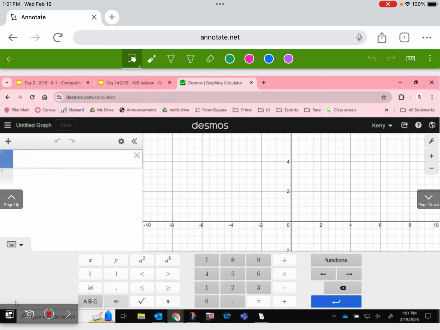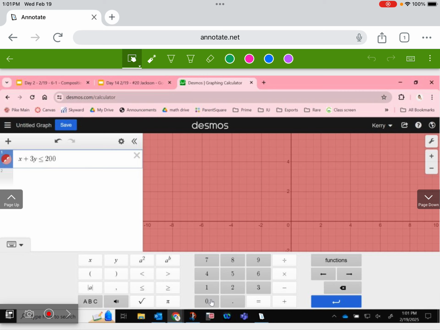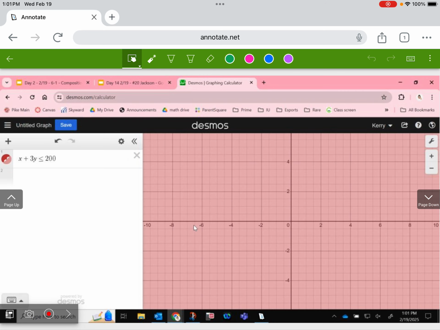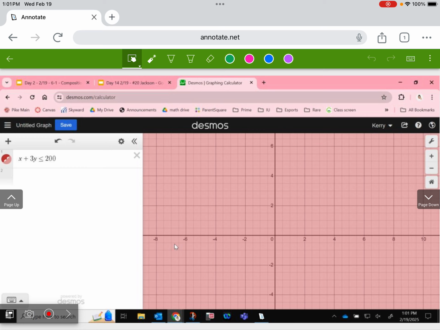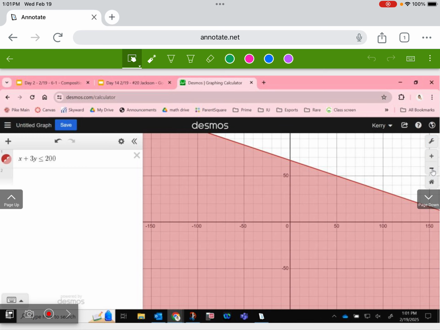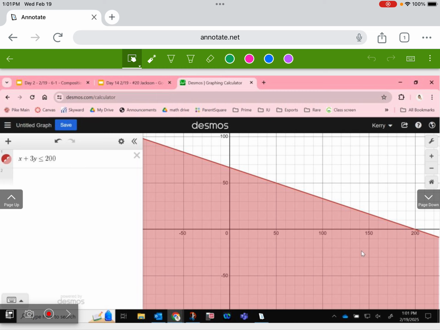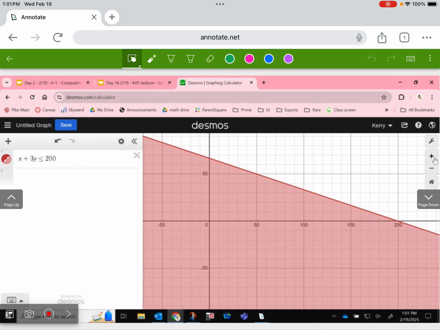And so what we're going to do is put all of these inequalities that we just wrote in here. So we can put in our x plus 3y is less than or equal to 200. And it'll graph that for us. Right now, it's just turned my whole screen blue, red because I have a very large graph. We have a whole lot of space here.